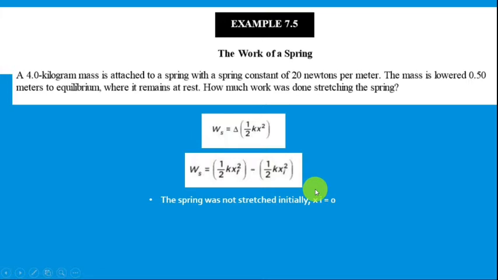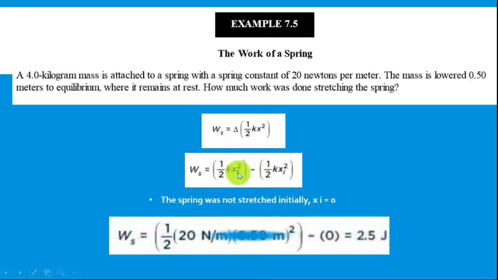It was at equilibrium. So we substitute in the formula half times k, spring constant 20, times x final squared. They gave it to you directly. You remember before in some questions we said you have to subtract the initial length and final length. Here they gave you the x directly. They said the mass is lowered 0.5 meters to equilibrium, so it moved 0.5 meters. So this is x directly.